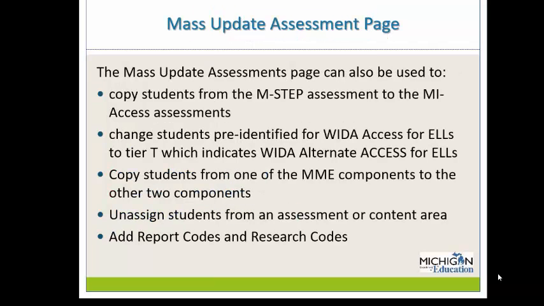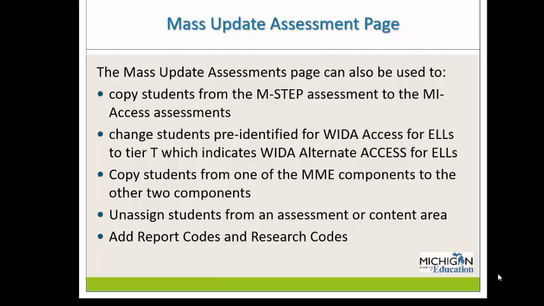Another function on the Secure Site that is used during the pre-identification of students and at other times is the Mass Update Assessment page. One of the functions that you will find useful during pre-identification is the ability to copy students from one assessment to another. For example, students taking the MME must be pre-identified to the SAT, WorkKeys, and MSTEP. If you pre-identify new students to SAT, you could then copy them over to WorkKeys and then to MSTEP as a group. Another way to use the copy function would be to copy students pre-identified to MSTEP to the MyAccess assessments.